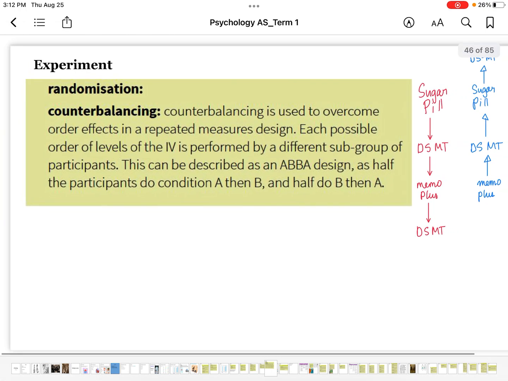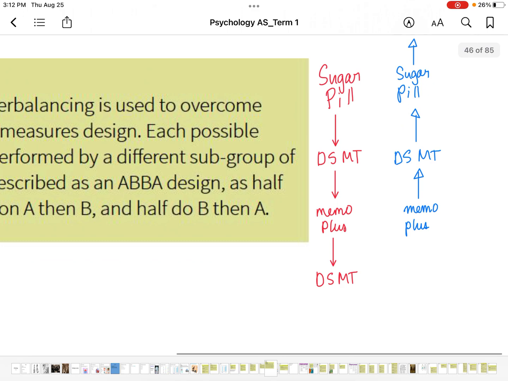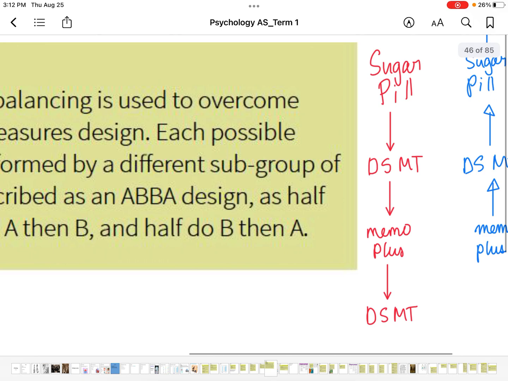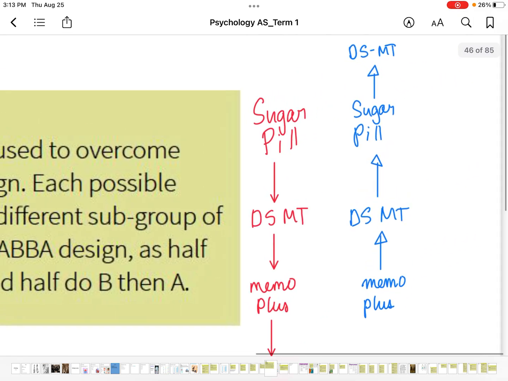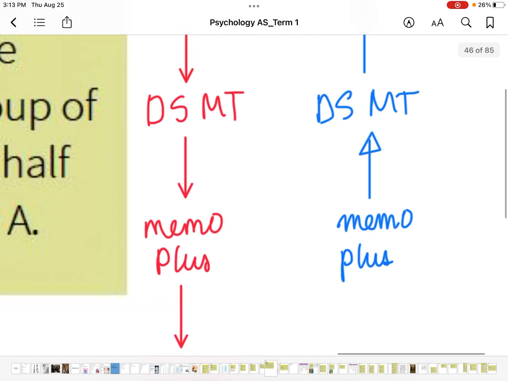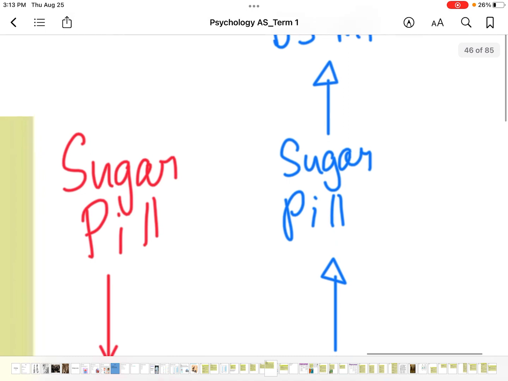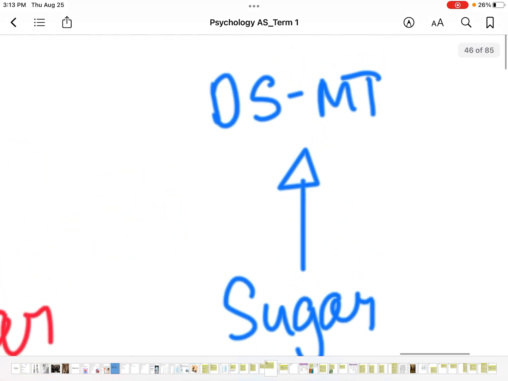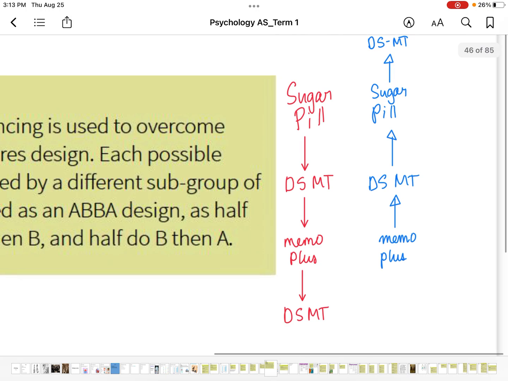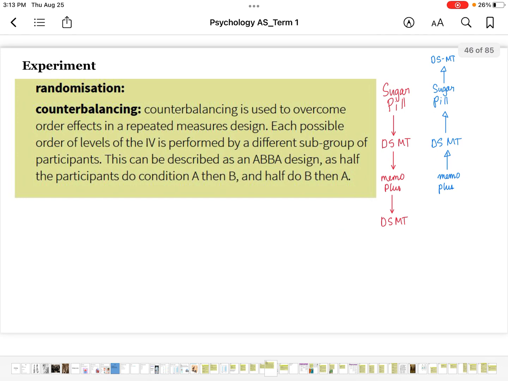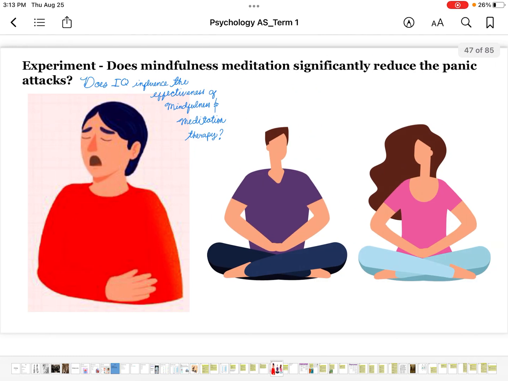Now that you know what counterbalancing is, let's visualize it using the placebo study. So we have 50 participants having this direction or design, and another 50 participants having this direction of the design. Memo Plus first, and then they take the digit span, and next week they take the sugar pill and they take the same test. Different numbers, same test. Now, because we changed the order, we have counterbalanced it. We made it a bit more valid, a better research design.